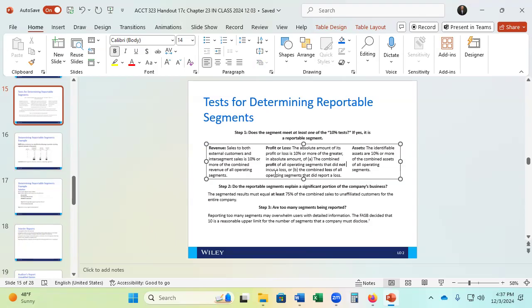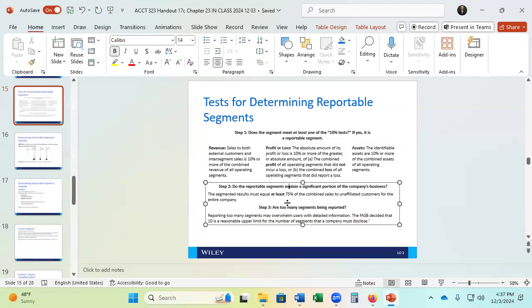So basically you're taking all of the ones that got positive profit, and does it meet the 10% mark for there? Or B, the combined loss of all operating segments that did report a loss. So if it's a loss, if you have multiple segments, was it 10% of that loss? And last, the assets related to the segment are 10% or more of the combined assets of all operating segments.